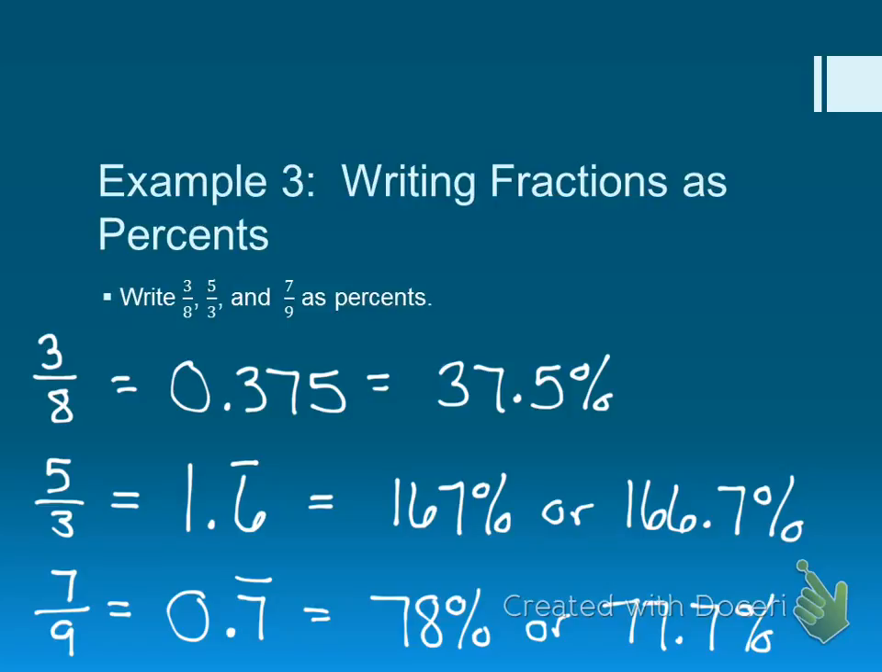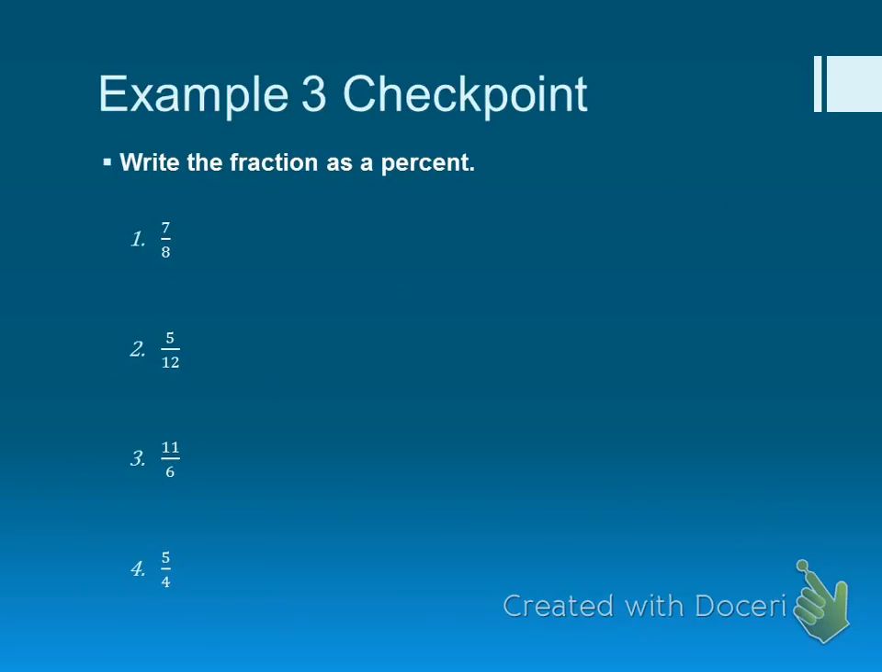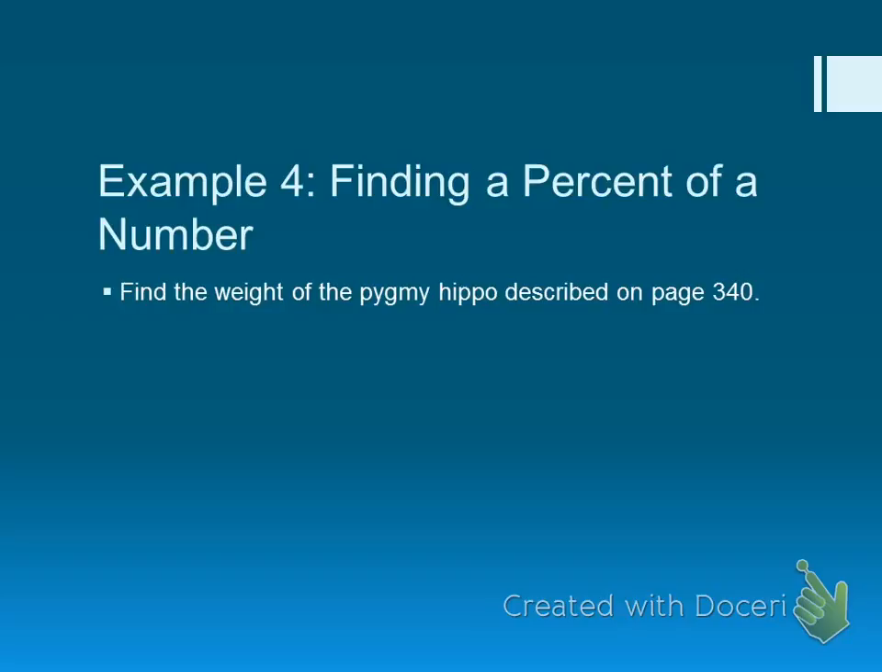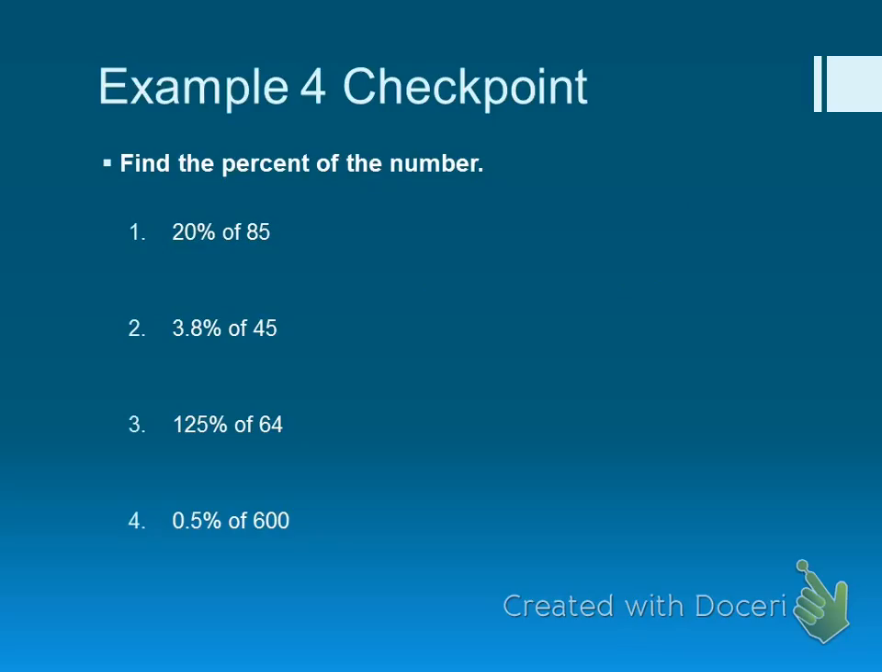All right, so that's example 3. Now in example 4, I'm finding the percent of a number. This is how it's going to look on your quiz and your test. The first thing you have to do is change the percentage to a decimal. So 20% as a decimal is what? 0.2. Now multiply that by the number, and that gives you the percentage of that number. So this is like 0.2 times 85.